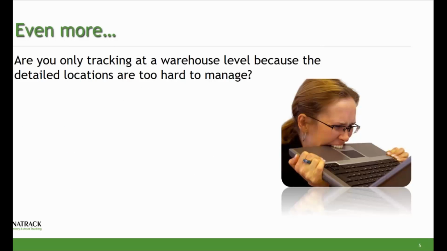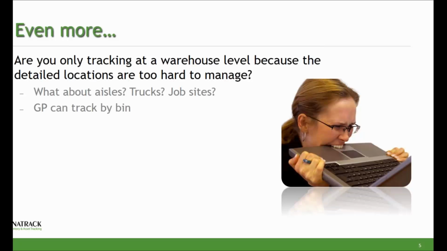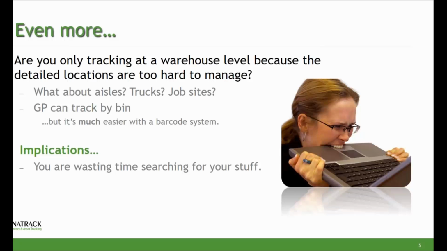Even more, are you only tracking at a warehouse level, or in the asset scenario only at a building level, because the detailed locations are too hard to manage? So what about aisles in a warehouse or bins in a warehouse? What about inventory or assets that might be on your trucks? What about things that might be on your job sites? Well, Dynamics GP can track by bin, but it's much easier when you add a barcode system, because now you're going through a specific set of steps and you'll be able to scan an aisle marker or a bin marker or a truck number. So the implications there are that you're probably wasting time searching for your stuff.